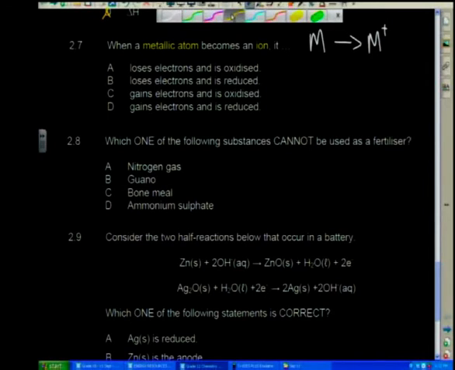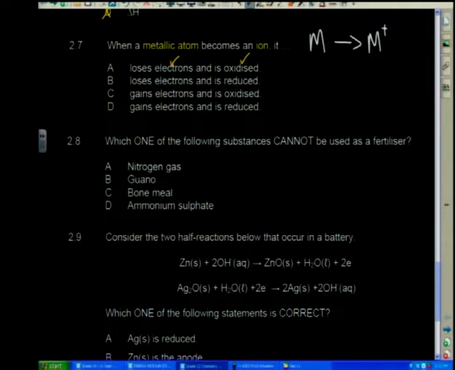So now I think option A might be it. So loses electrons and is oxidized. I think that's right. Now the thing which leads me to think that it's right is because loses electrons, yes, this would make a positive ion. Oxidation is the loss of electrons. Let's just take a look at the other options and see what goes on.